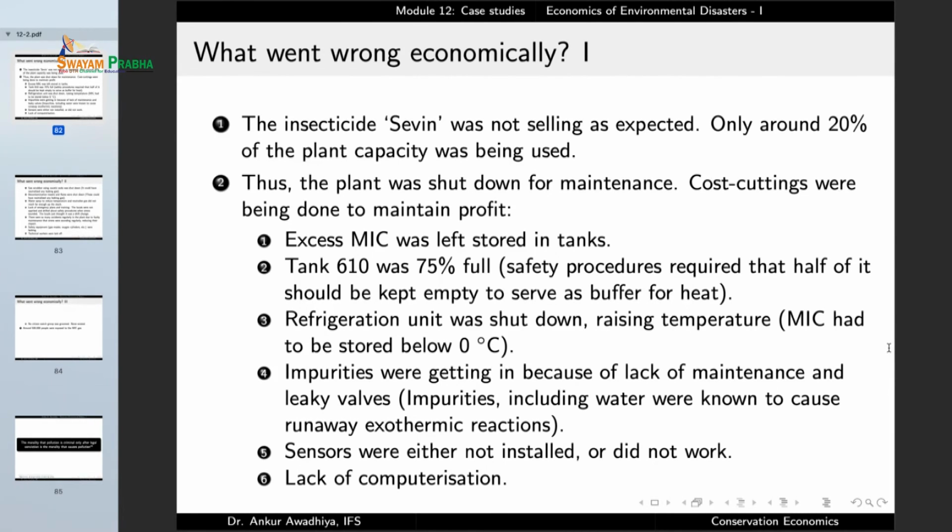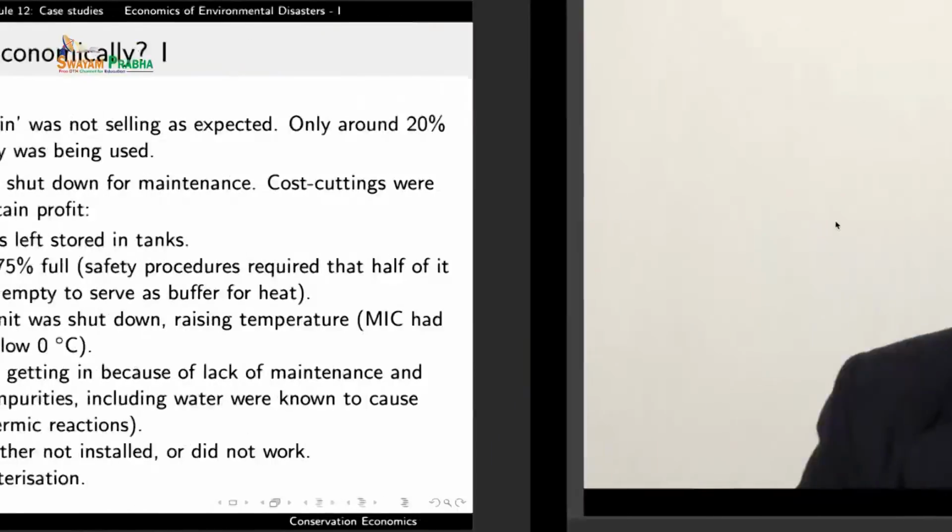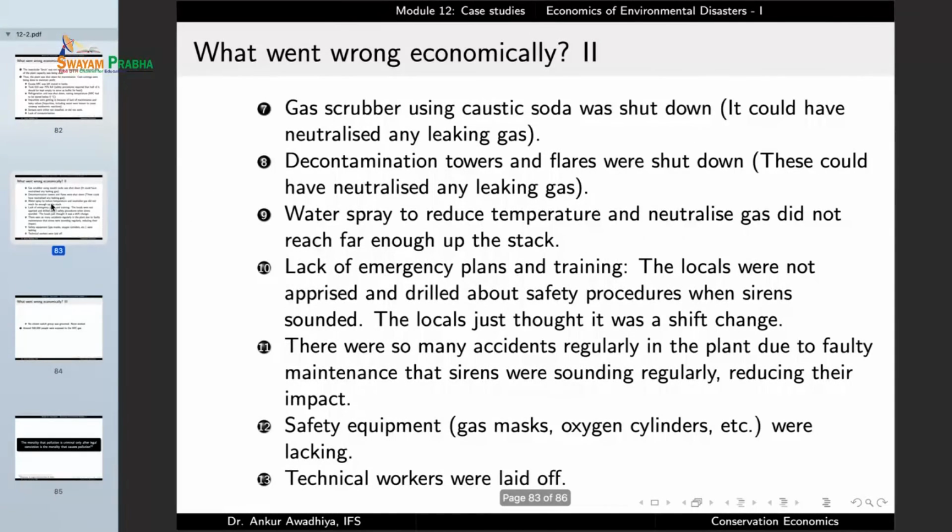Sensors were either not installed or did not work. Why? Cost cutting. There was a lack of computerization. Why? Because if a plant is only working at 20% of its capacity, why spend money to modernize the plant? So no computerization here.